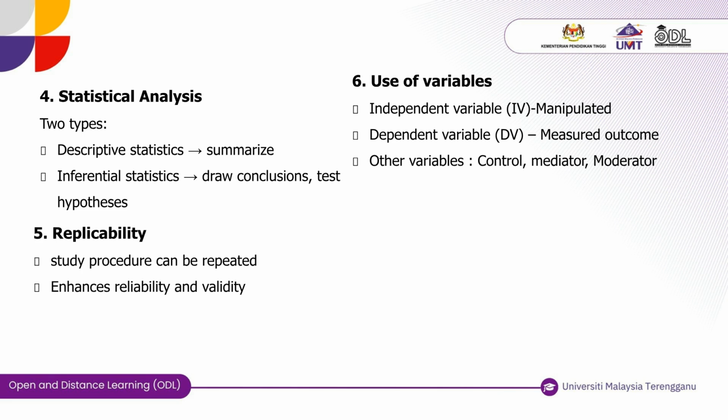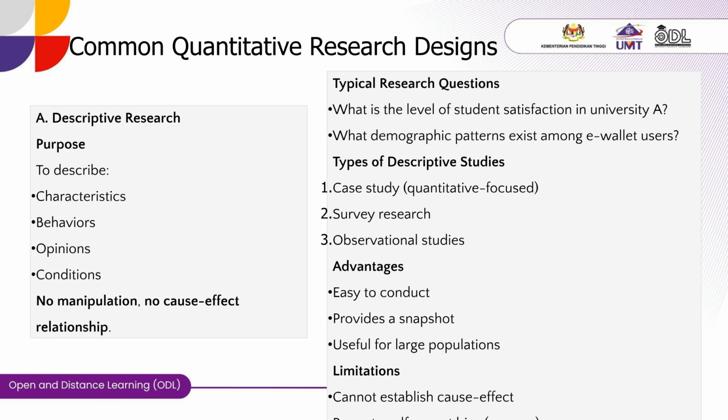Statistical analysis involves descriptive statistics to summarize data, mostly using SPSS, and inferential statistics to draw conclusions and test hypotheses. Replicability is key, meaning the study procedure can be repeated to enhance reliability and validity. Research uses variables, including the manipulated independent variable, the measured dependent variable, and other variables like control, mediator, and moderator variables.